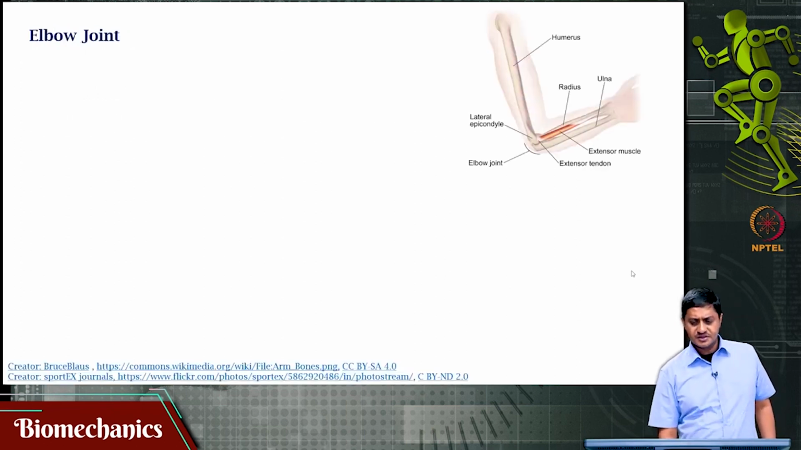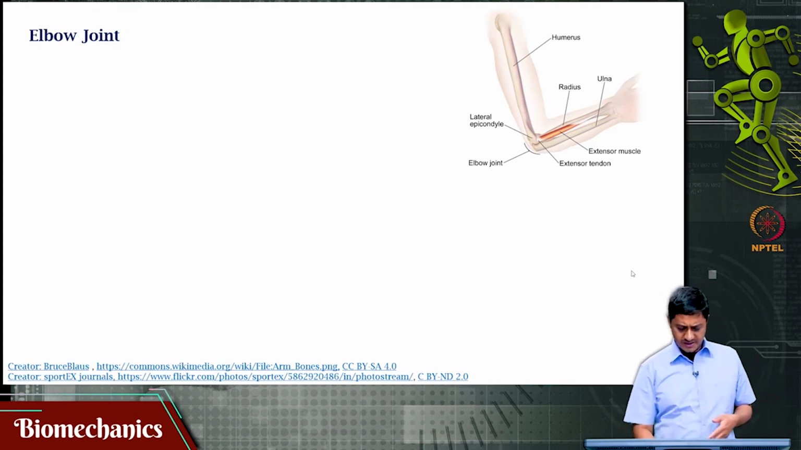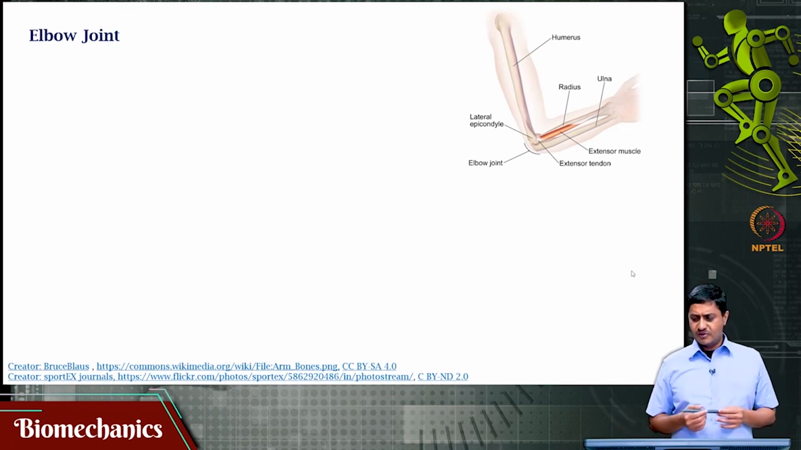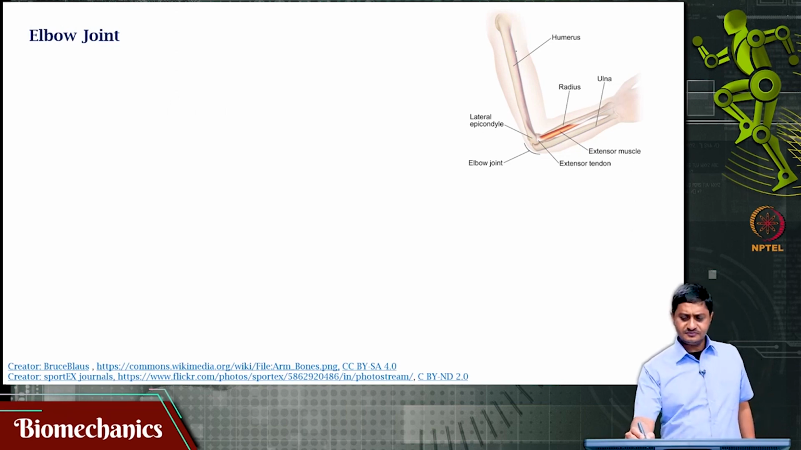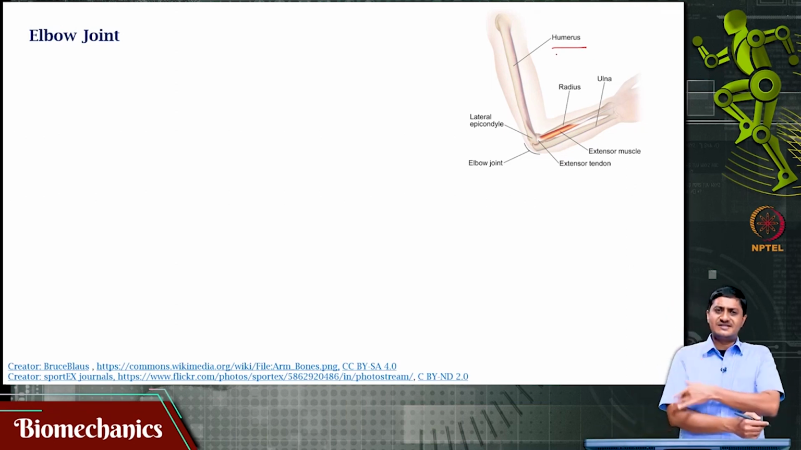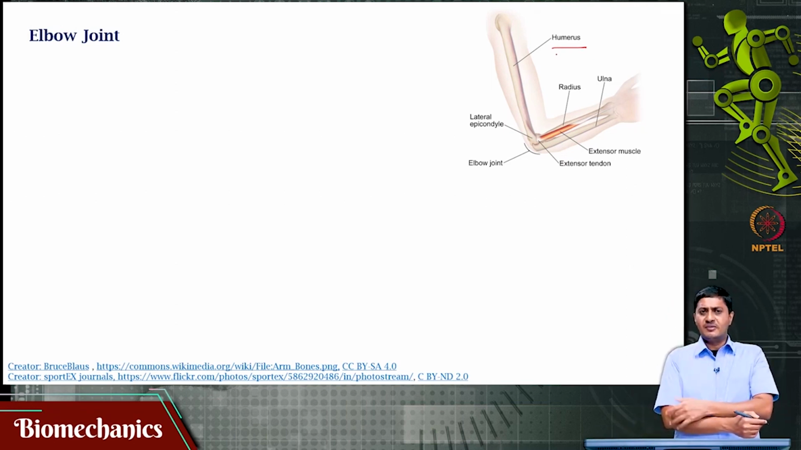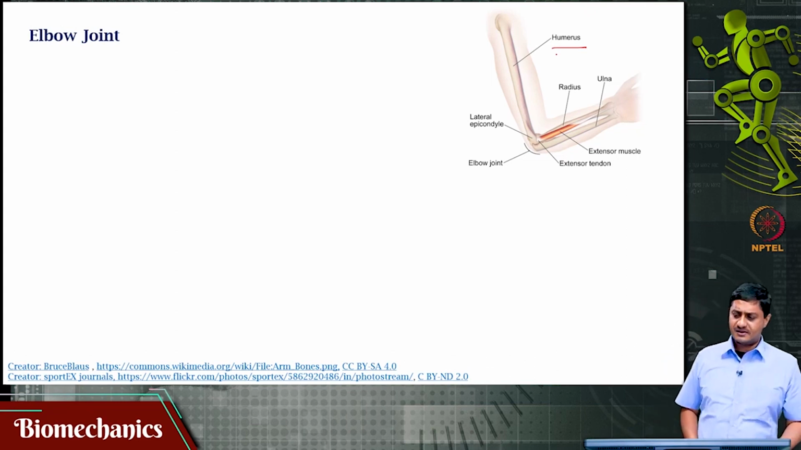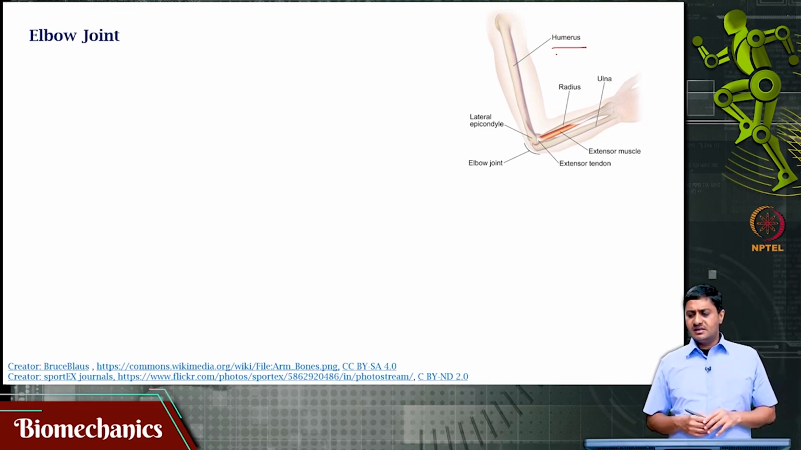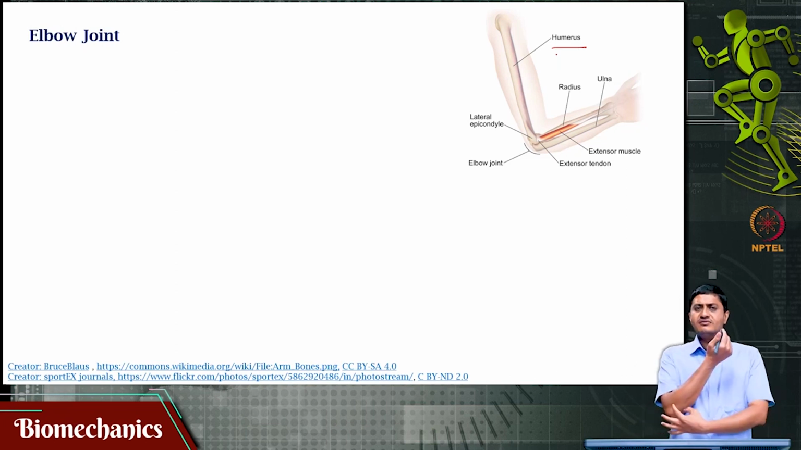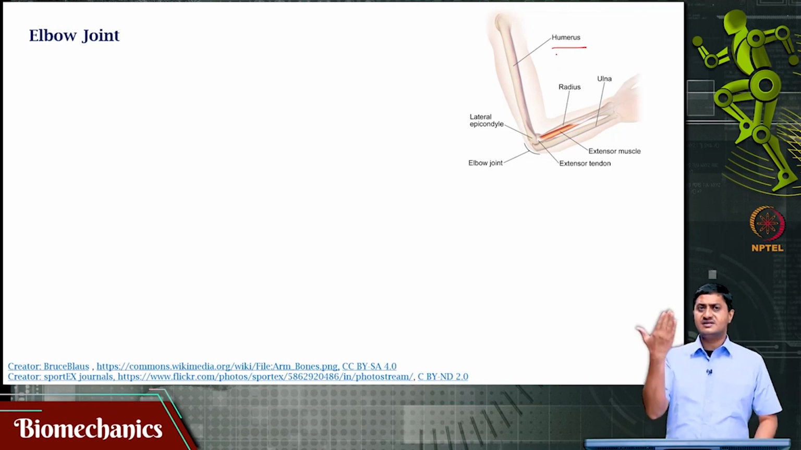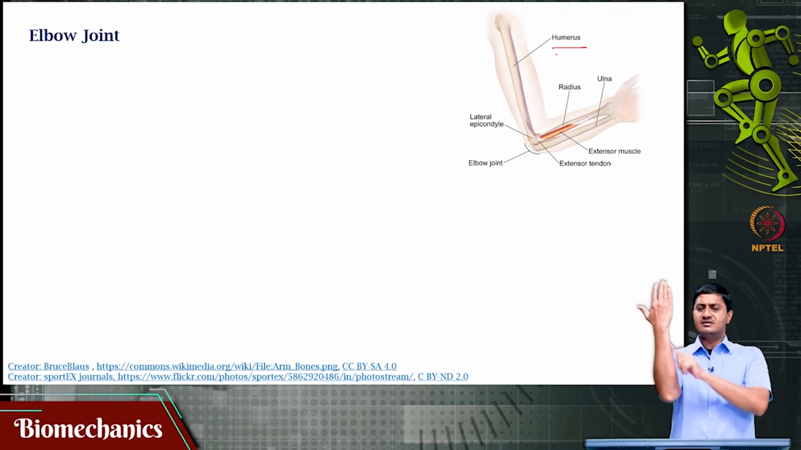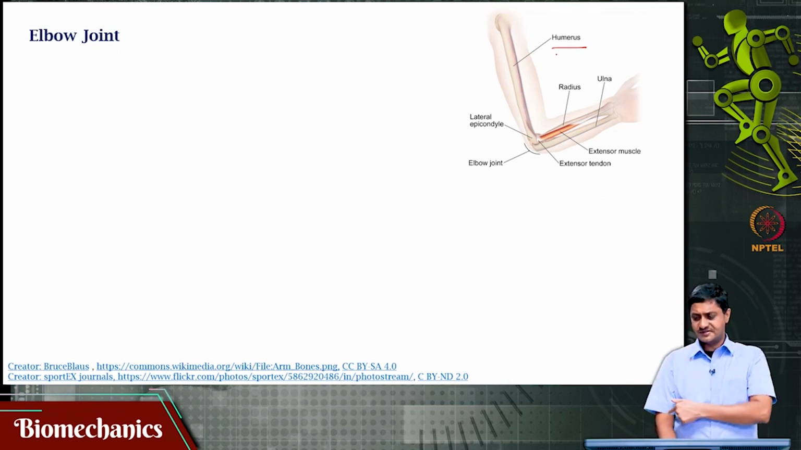Let's move forward. So, the elbow joint is this joint that is formed by the long thin bone of the upper arm called the humerus. The bone underlying the upper arm is called humerus. And the two bones that form the forearm are the radius and ulna. Radius is on the thumb side, ulna on the little finger side.